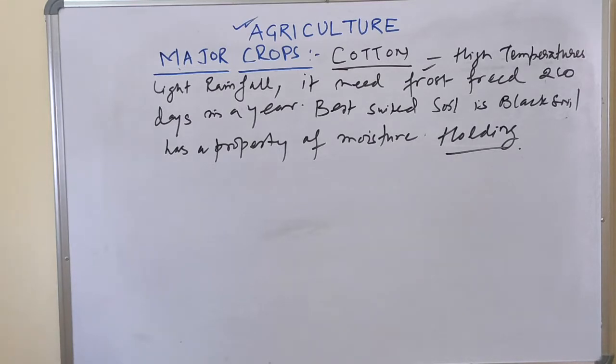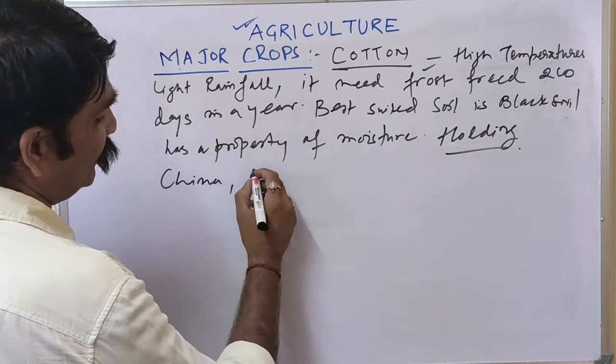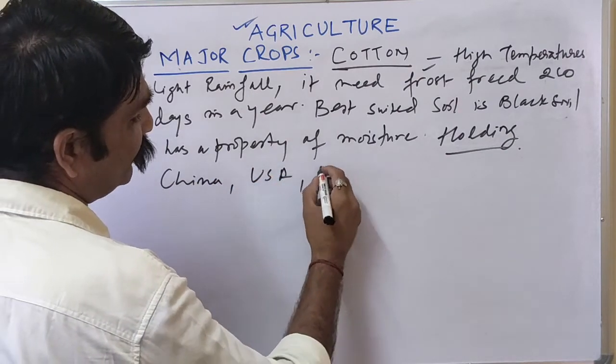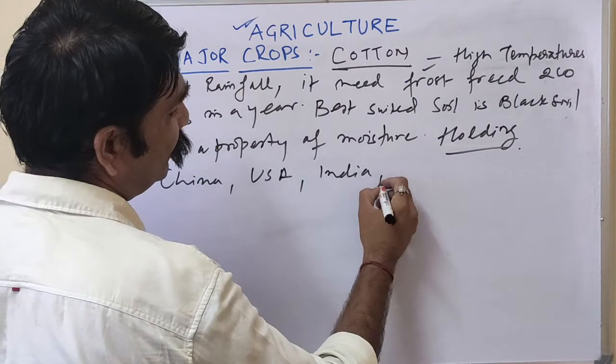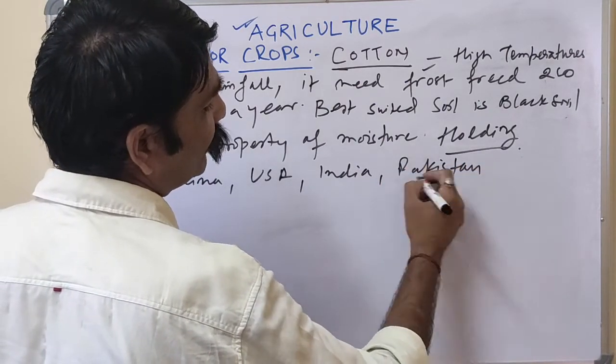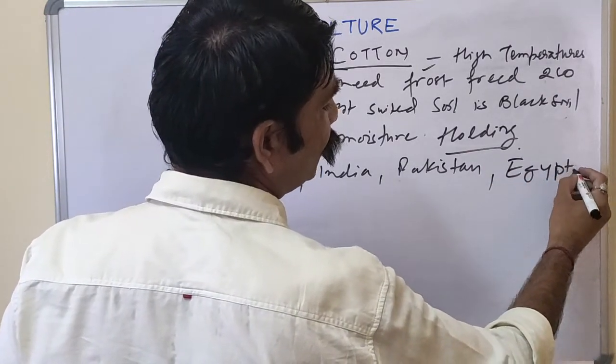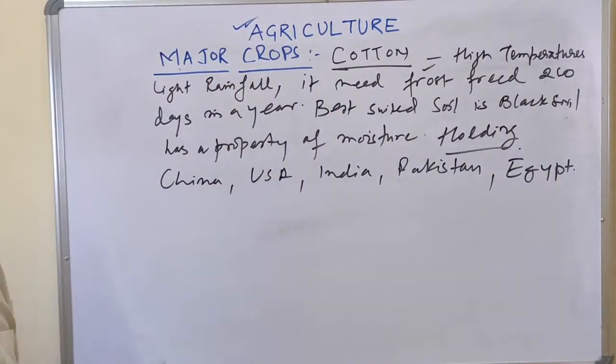Some countries are China, USA, India, Pakistan, Egypt. Okay, these are some countries which produce cotton in large amounts.